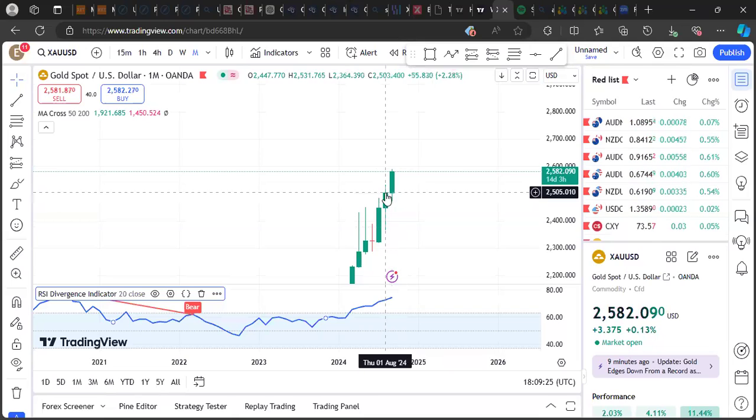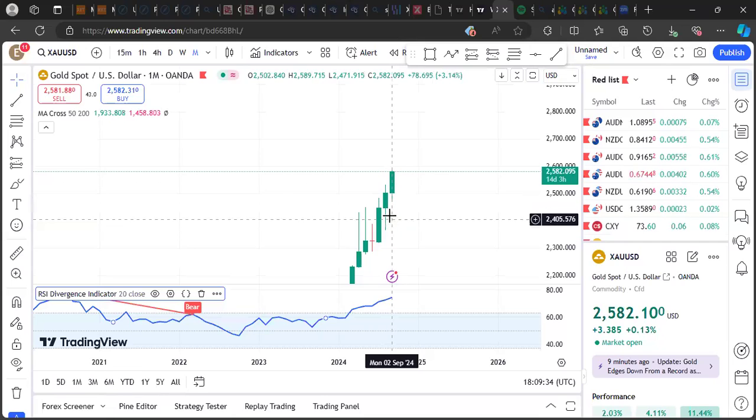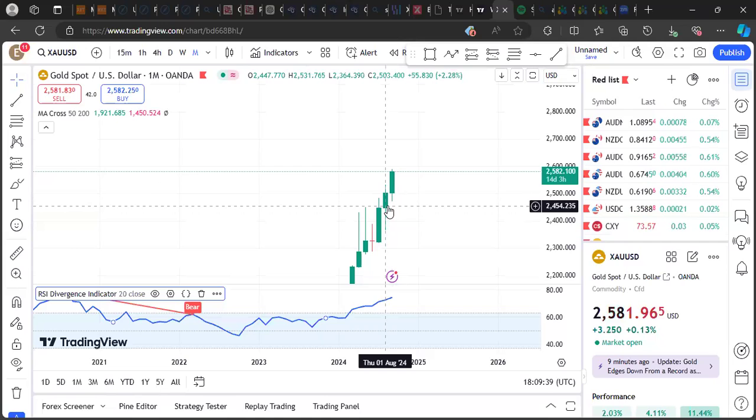If the market is trading above the body of the previous candle, it is bullish bias. If it is trading below the previous candle, it is bearish bias. For this case, this is bullish bias, because the market is trading above the previous candle.